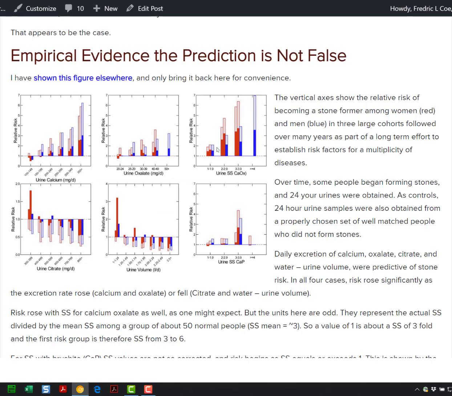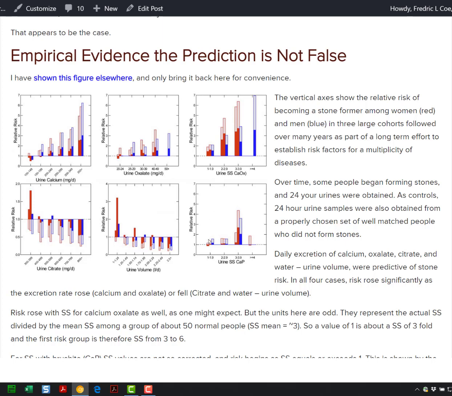Supersaturation calcium oxalate goes up, but it goes up when calcium oxalate supersaturation is above 3. Well, you say that's a 1 there. No. The funny way this was done, the supersaturation is divided by the mean supersaturation of normal people. Don't ask me why. That's 3. So this is really 3 to 6.